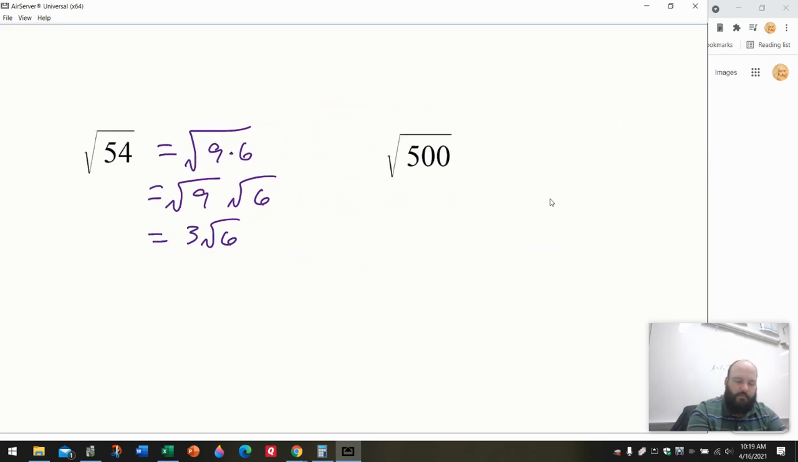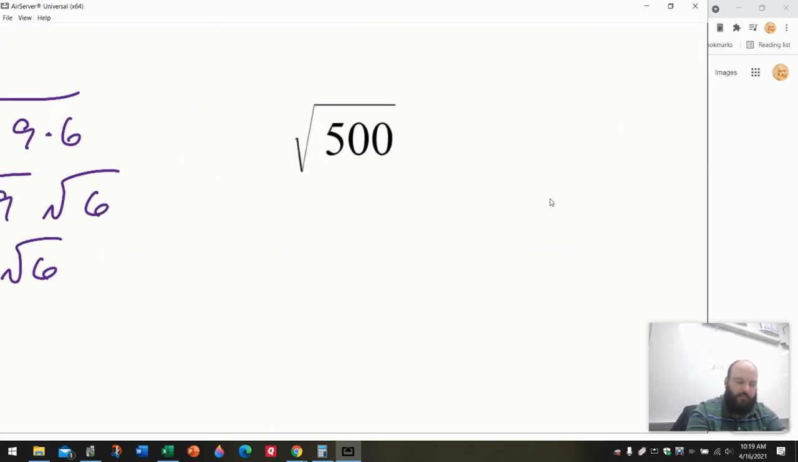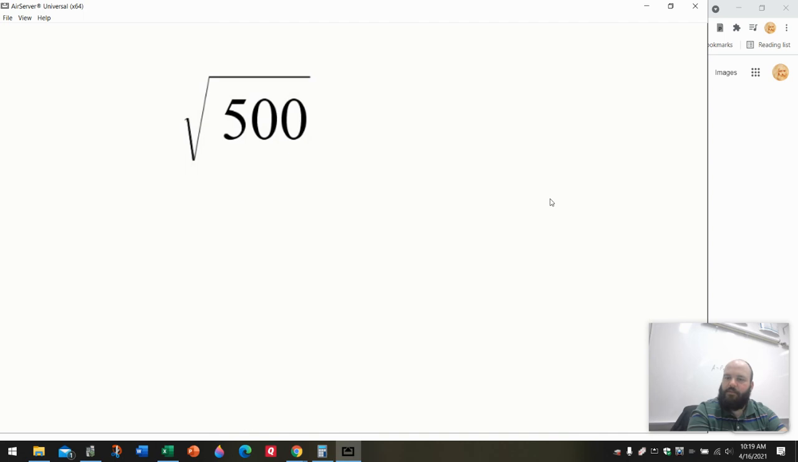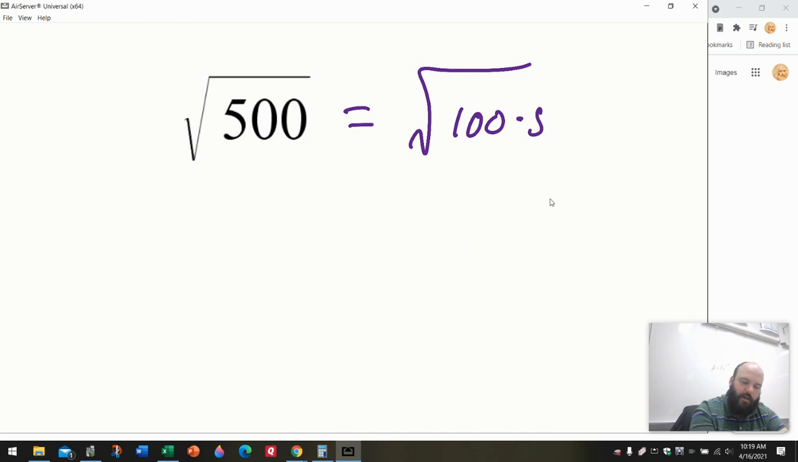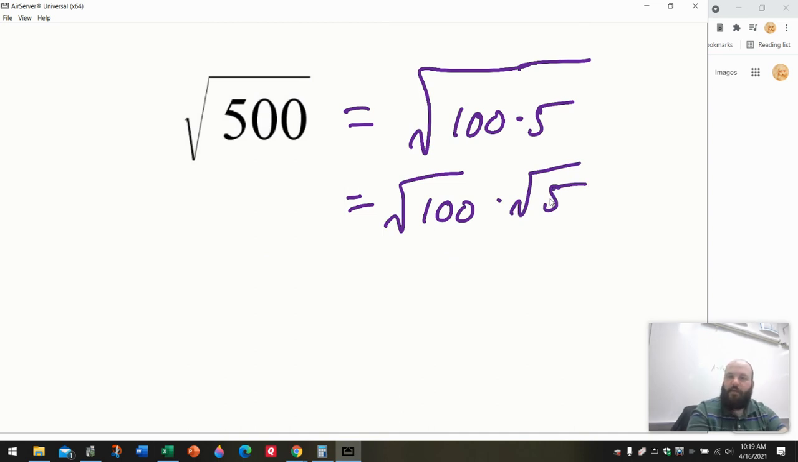Now, the last one, I do not think it's obvious. Maybe it is, maybe it isn't, but there is a perfect square in there. And 500 is actually 5 times 100. 100 is a perfect square. So I will break this up as 100 times 5. And then we will break this up as the square root of 100 times the square root of 5. The square root of 100 is 10, so we get 10 root 5. And there is our final answer.